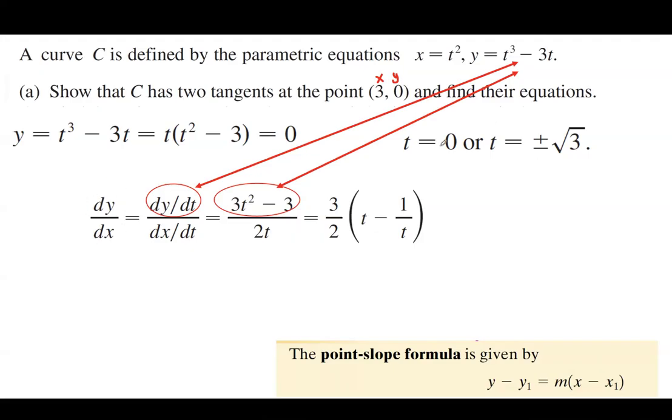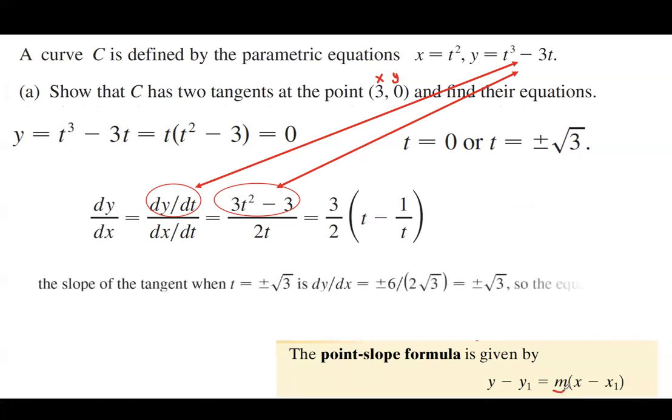If you plug in 0, this is undefined. We don't need it. So we just need to plug in plus or minus the square root of 3 to find m, or the slope of the line. When you plug in plus or minus the square root of 3 into this formula, you get 3 halves times the square root of 3 minus 1 over the square root of 3. You can take the common denominator between them, simplify this, and the rate of change becomes plus or minus the square root of 3 for these two values.